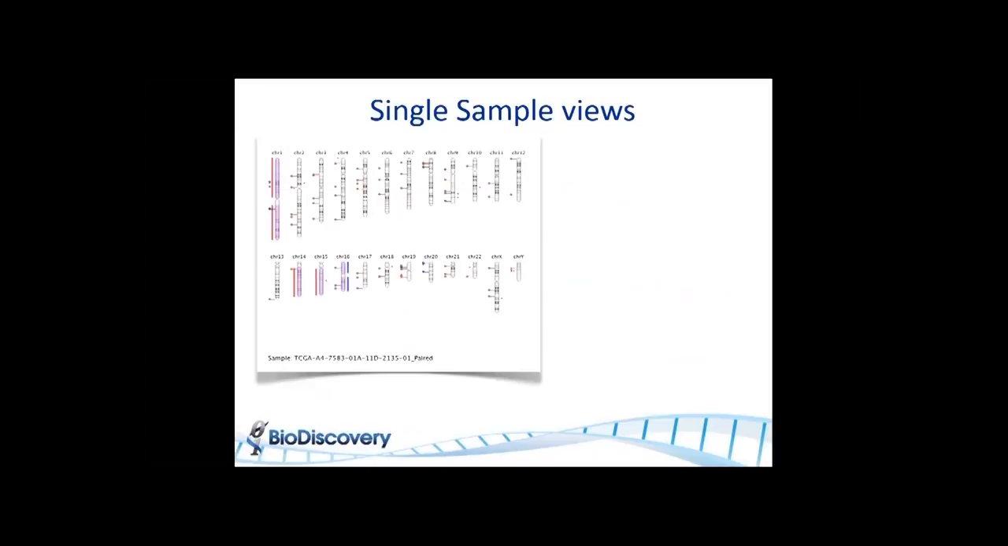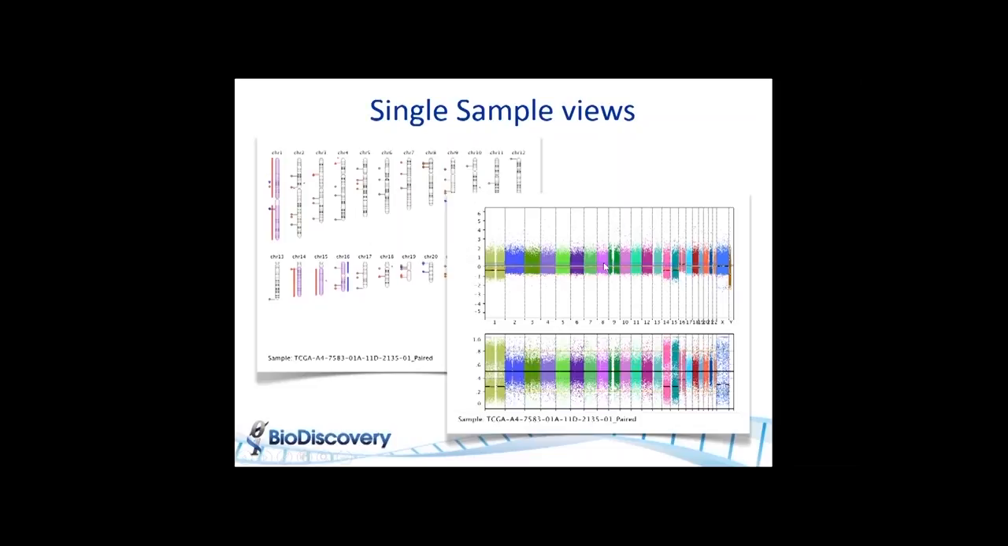For single sample views, here's an overview of the chromosomes. The losses and gains are adjacent to the chromosome ideograms. The colored regions on the chromosome itself indicate allelic status. And the little shapes here, the triangles and diamonds in different colors, indicate different sequence variants.